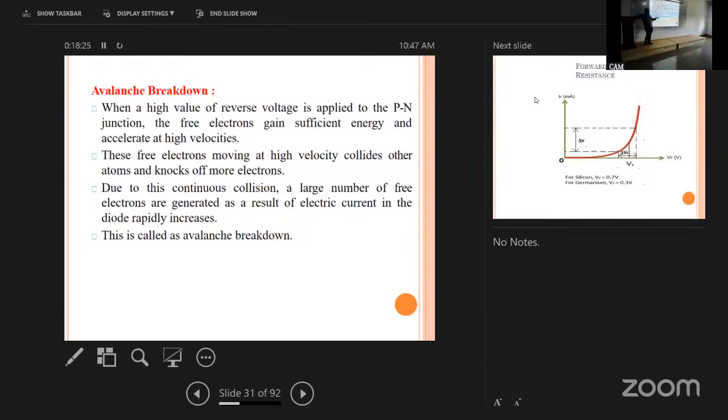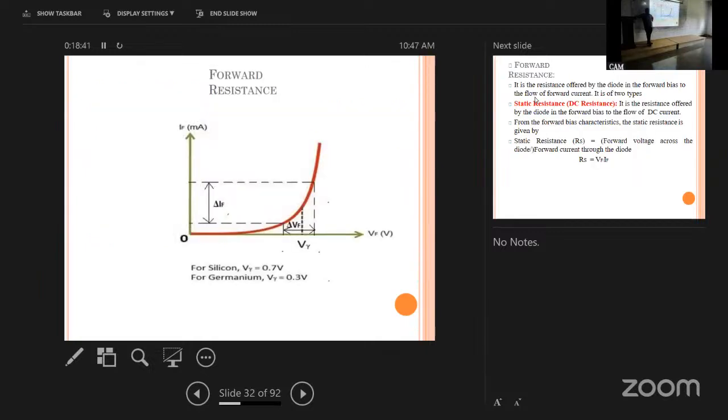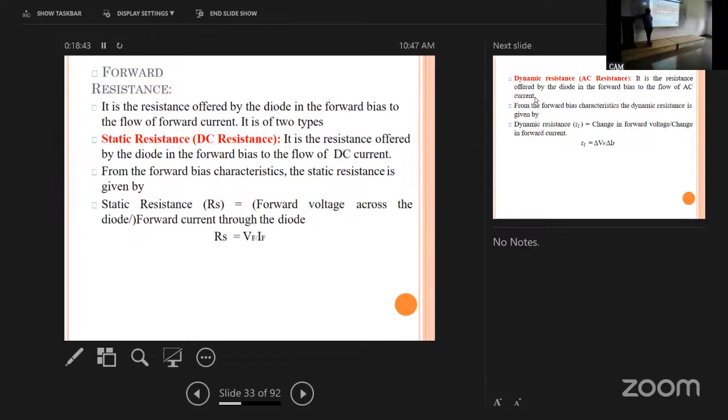So we'll find out the DC resistance and AC resistance in forward bias mode. What is the formula for DC resistance? Forward voltage by forward current. Next slide. So forward voltage by forward current is nothing but static resistance, and then we'll find out dynamic resistance.